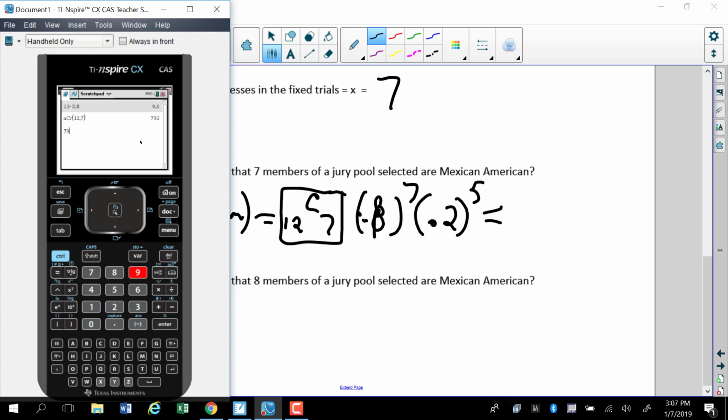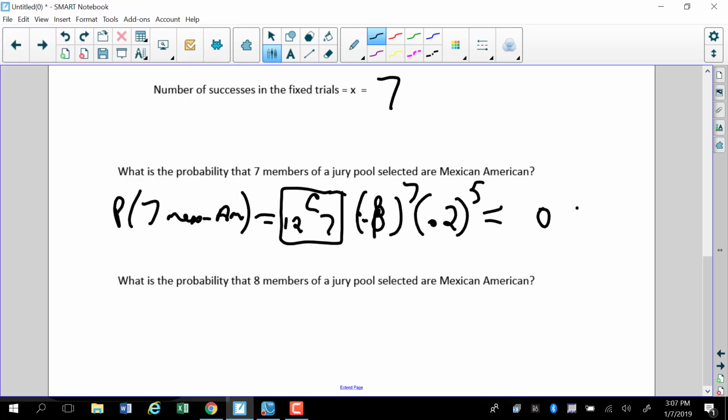So we're going to do 792 times 0.8 to the power of 7 times 0.2 to the power of 5. And that gives us about 5% of the time, so 0.053. So about 5% of the time, you should have 7 Mexican Americans on the jury pool.